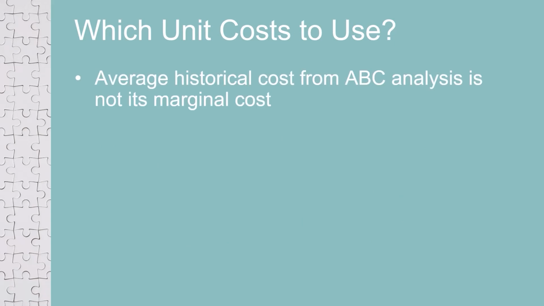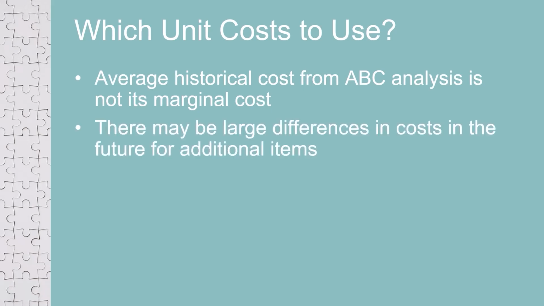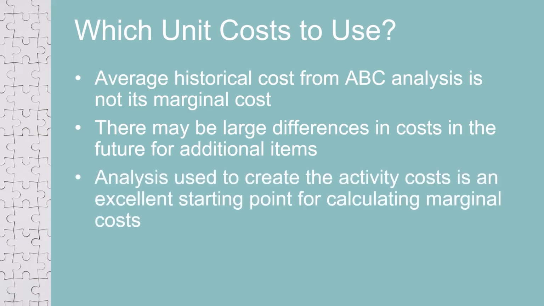The average historical cost for an activity per an ABC analysis is not its marginal cost. As more items are produced and more activities are performed, the capacity utilization changes and cost efficiency changes. There may be large differences in costs in the future for additional items. For example, past material or labor costs may be much lower than the future material or labor costs. However, the analysis used to create the activity costs is an excellent starting point for calculating marginal costs.